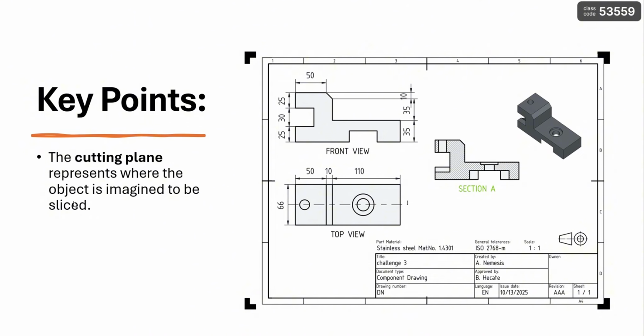The cutting plane represents where the object is imagined to be cut. In this case, if you can still remember the different types of lines, this is a cutting plane line. It's just that the arrow is too thin and maybe it needs a little adjustment, but this one is a cutting plane line. So this is where we cut so that we see what is really inside.